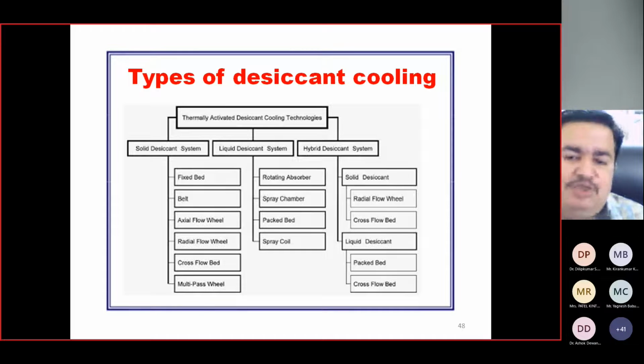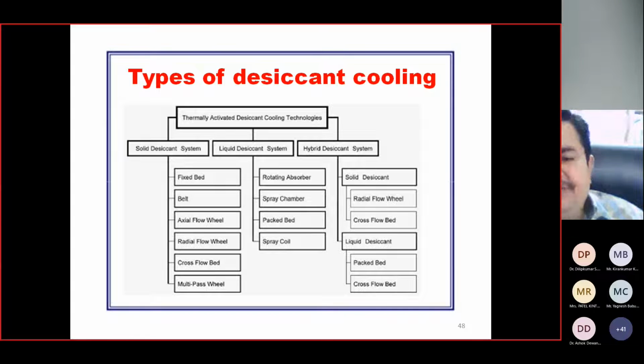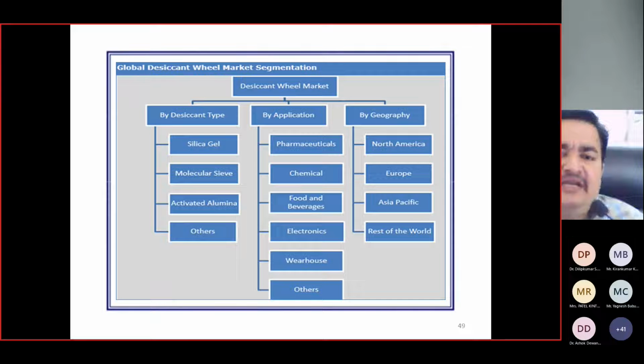As per the chamber shape and design, we may have a rotating absorber, a spray chamber, a packed bed type, or a spray coil type. In hybrid desiccant cooling system, a solid desiccant and a liquid desiccant cooling system will be combined into some useful configuration so as to meet the required application criteria. As per the type of material to be used, we may have a silica gel kind of system, molecular sieve, or activated alumina type, and as per application, we may design it for pharmaceutical, chemical, electronics, etc.